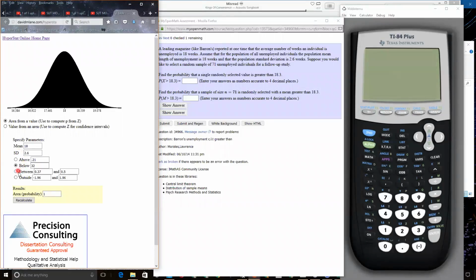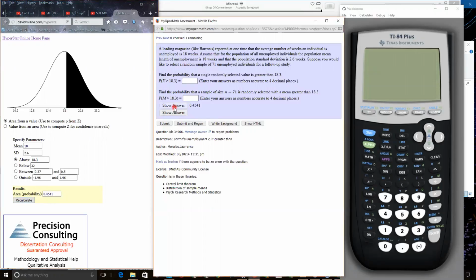they want to know what's the probability of getting an average number of weeks a single individual is unemployed greater than 18.3. And we're going to calculate that, and that's almost half. And of course, that would make sense since the mean is 18.